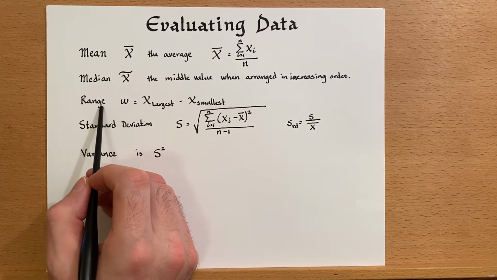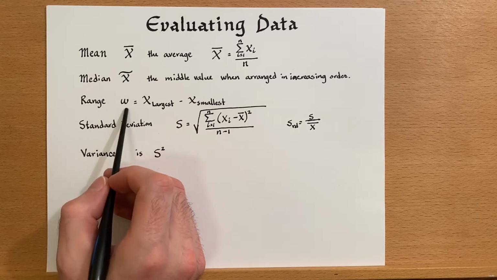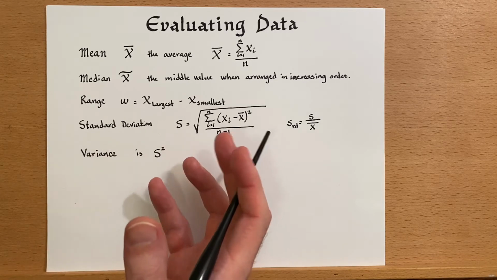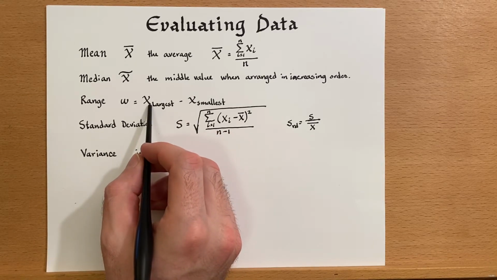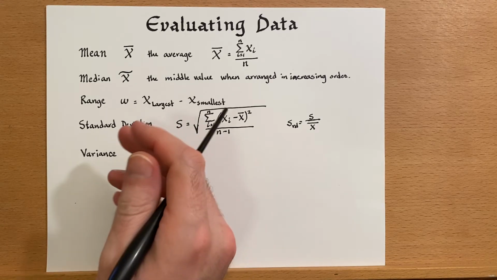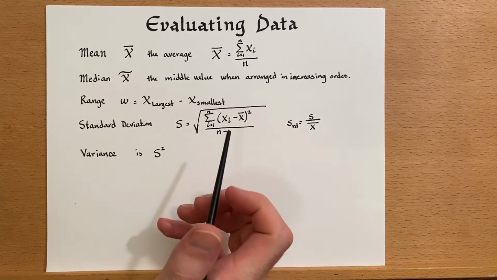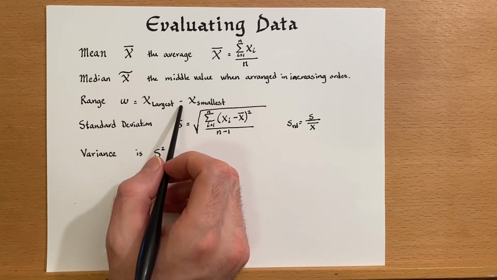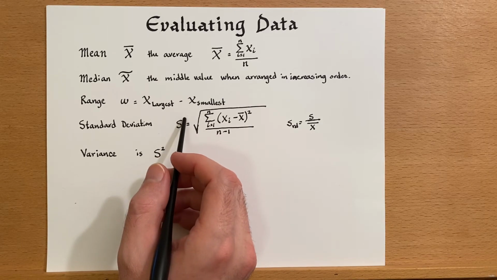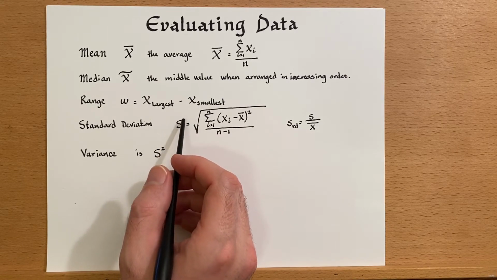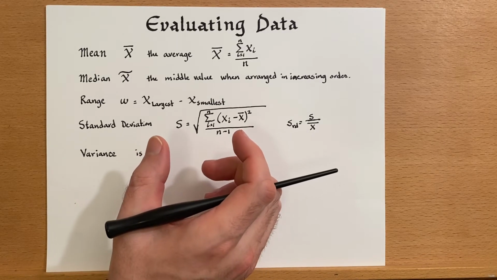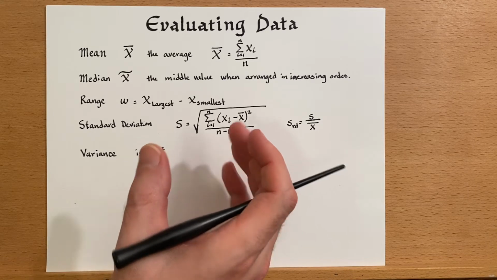Now, the range is denoted by this W. That's just simply how spread apart the data are. And that is, you take the largest value, subtract the smallest, and that is the range of the values. Sometimes that's useful as well, especially when we are designing an experiment where we need to have our values within a certain range for the experiment to work the best.